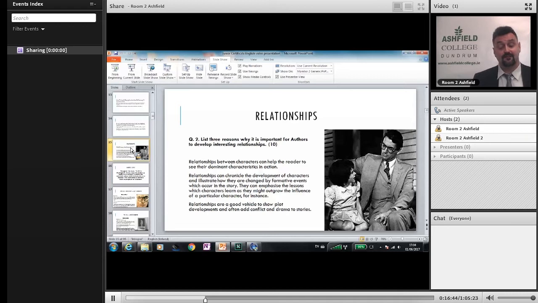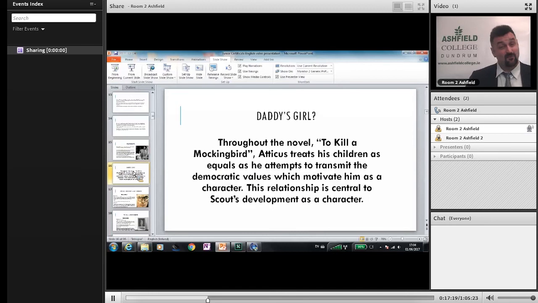So when we look at relationships, if you were asked, for example, to list three reasons why it's important for authors to develop interesting relationships in their narratives, you might say that relationships between characters can help readers to see their dominant characteristics in action. So it helps us to understand characterization. Relationships can chronicle the development of characters and illustrate how they are changed by formative events which occur in the story. They can emphasize the lessons which characters learn, as they might outgrow the influence of a particular character, for instance. Relationships, you could say, are a good vehicle to show plot developments and often add conflict and drama to stories.